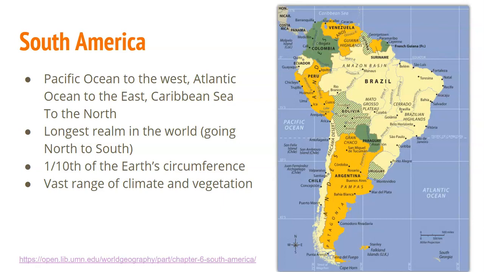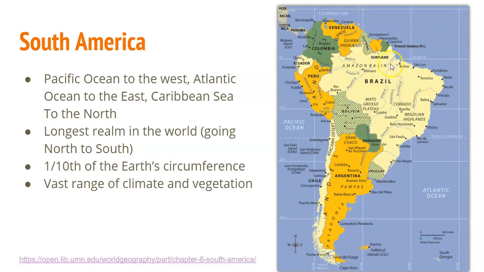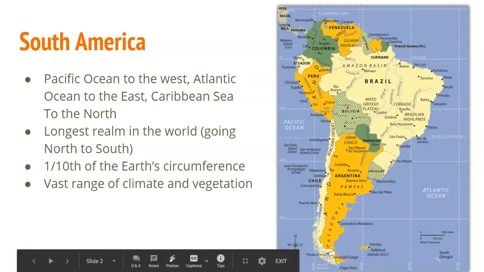Some of the major physical features here are, of course, the world's longest river. It's the world's longest in terms of the length of the river. It also is the largest river in terms of discharge, referring to the most volume of water moving through this river per year, and that is, of course, the Amazon. You cannot talk about South America without talking about the Amazon River. So we've got our Amazon River here, and of course its many tributaries. It is the world's largest river, both in terms of length and in terms of discharge.